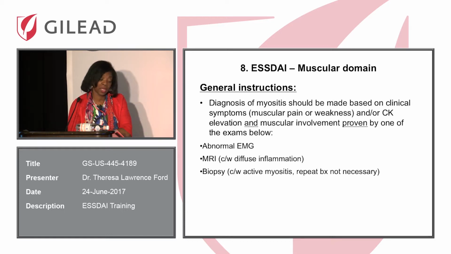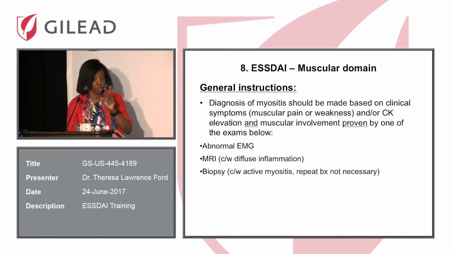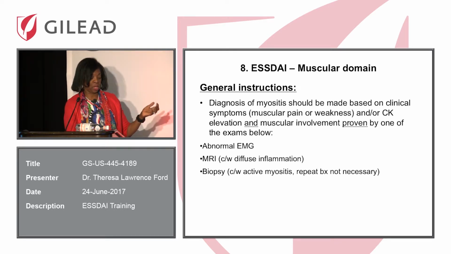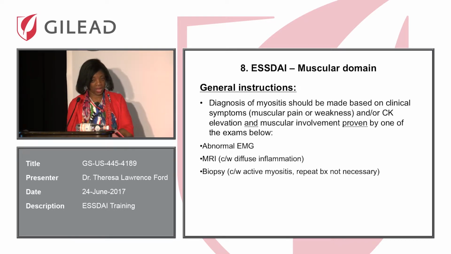And so the diagnosis, again, of myositis should be made on clinical symptoms, muscular pain, weakness, and or CK elevation, and muscular involvement proven by one of the exams that are listed here: abnormal EMG, MRI consistent with diffuse inflammatory changes, or biopsy with active myositis. And if that's there, you only need to do that once. You don't need to repeat a biopsy.